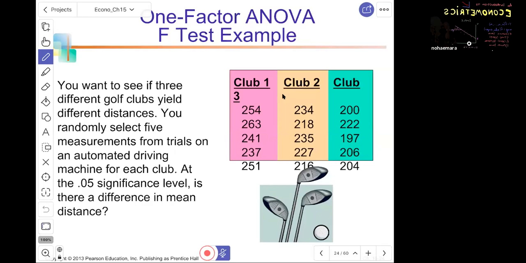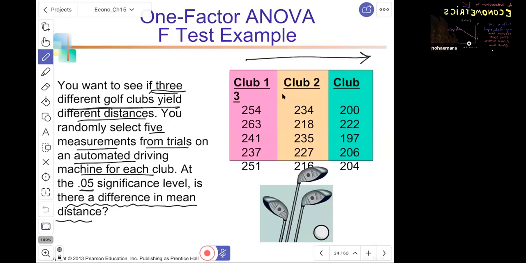So here what we have is 3 different golf clubs, and we want to see if the 3 different golf clubs yield different distances. We selected 5 measurements from trials on an automated driving machine for each club, and we're using a 5% significance level. And this is the question: is there a difference in mean distance between the 3 clubs? So I'm testing, moving this way, right? The null hypothesis is testing horizontally.